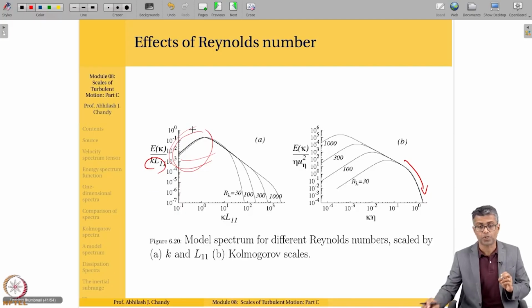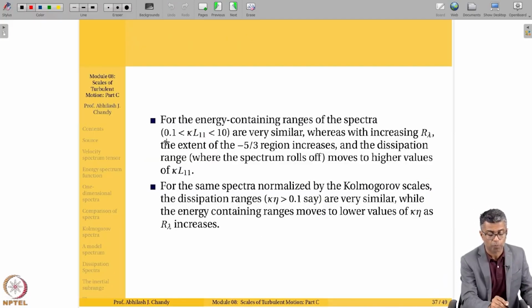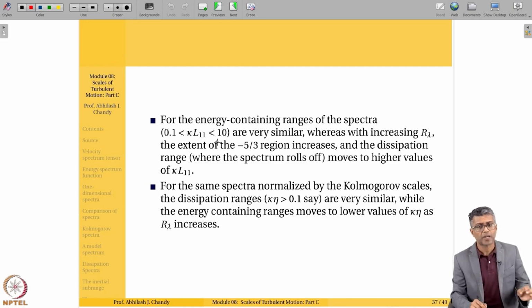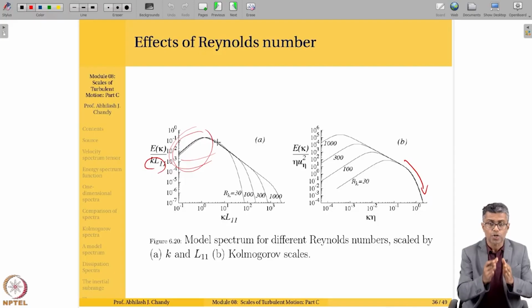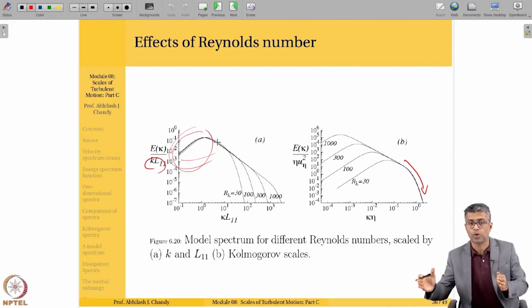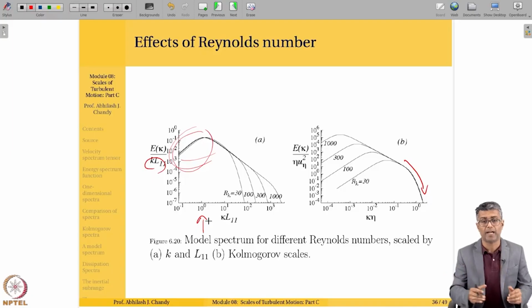Now, few other observations we can make. For the energy containing ranges of the spectra, that is between 0.1 and 10, the spectra is very similar, which makes sense. Whereas with increasing R lambda, the extent of the negative 5/3 region increases and the dissipation range moves to higher values. That also makes sense. The fact that you are shifting more and more towards the right, I'm talking about this figure here, as the R lambda increases also makes sense.